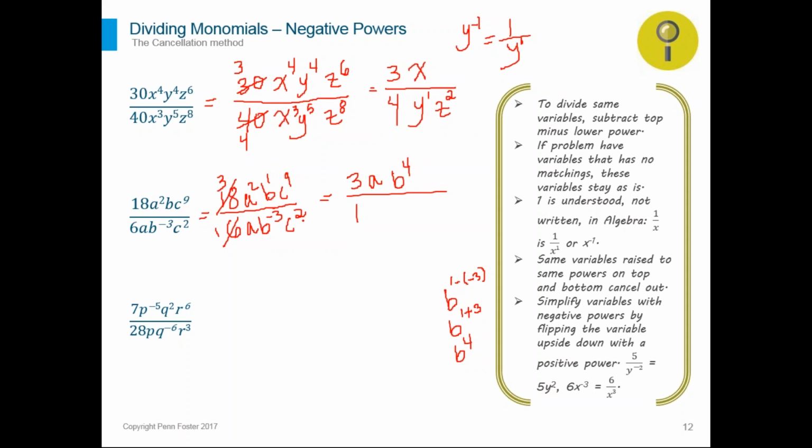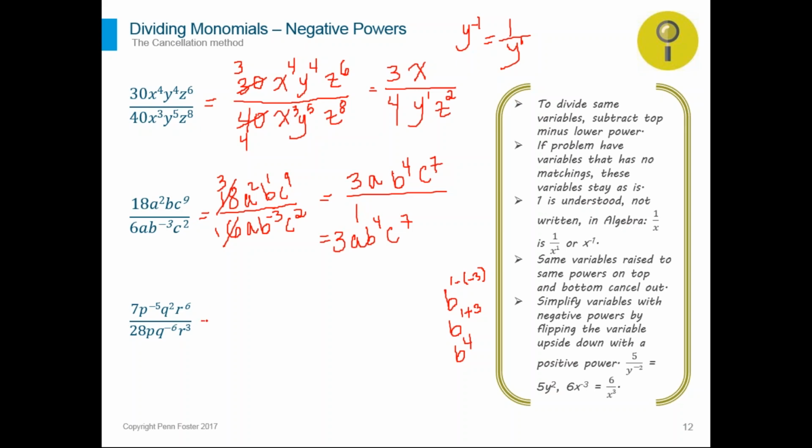c to the ninth over c to the second. So 9 minus 2 is just a typical positive power, and that would be a 7. So that would be c to the 7th power. And then we need to just rewrite the answer as 3ab to the 4th, c to the 7th. Since the 1 doesn't mean anything in algebra, we just omit that from the answer.